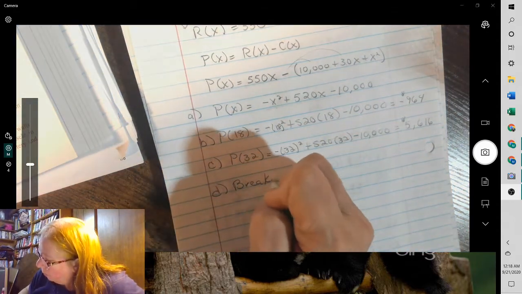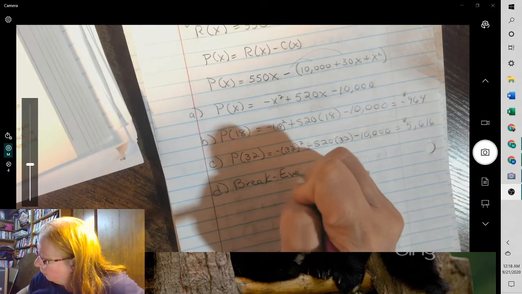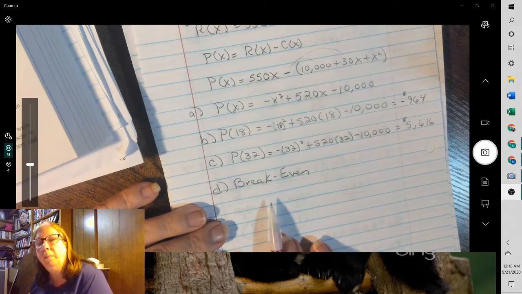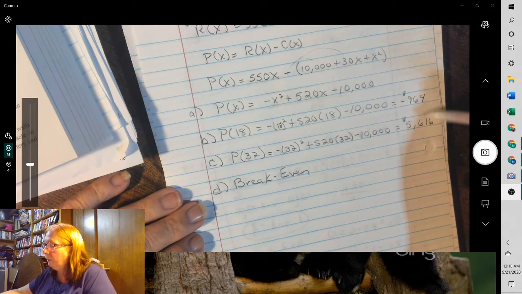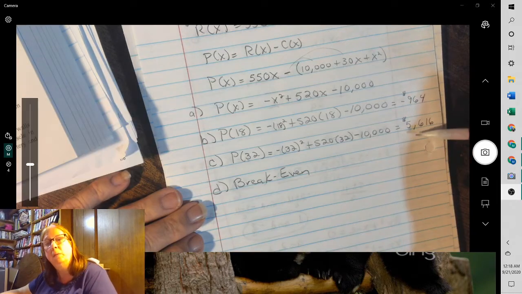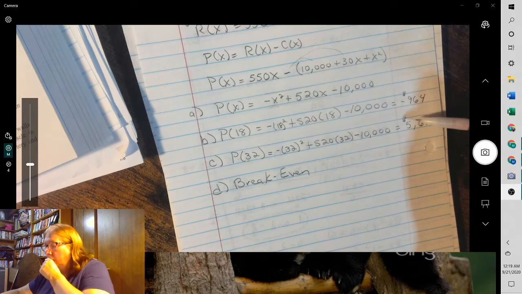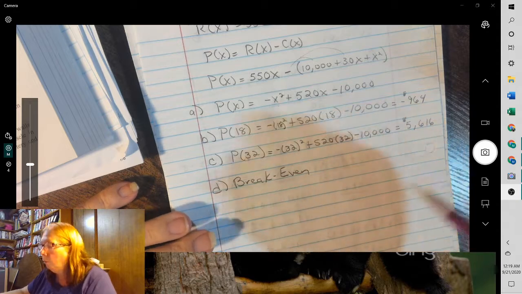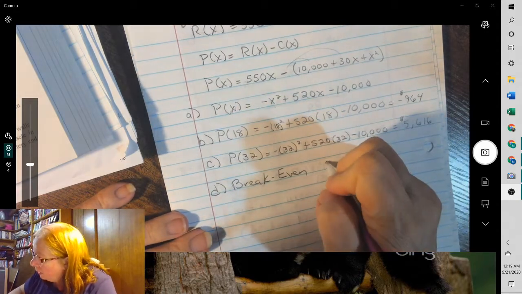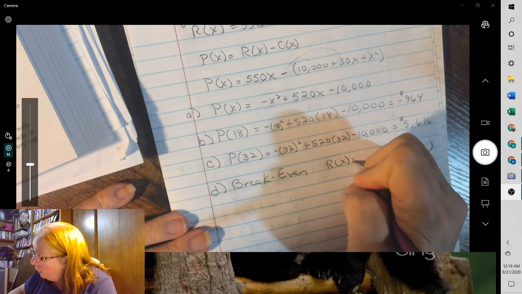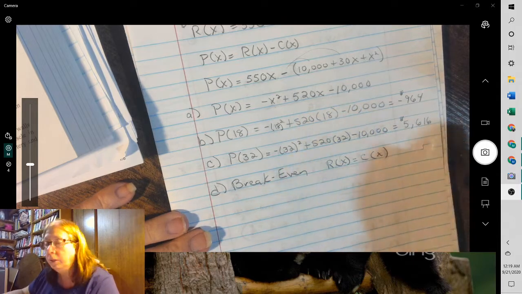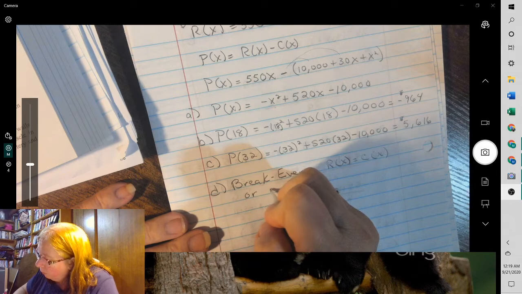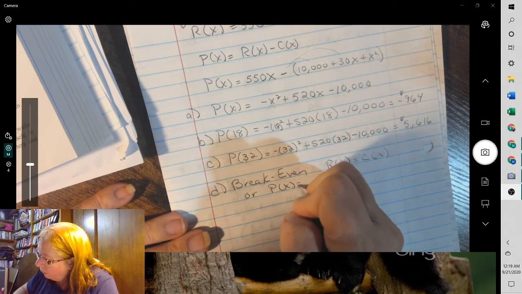D is the break-even point. Break-even is important because that's where you start making money. And we know it's somewhere between here and here because we were losing here, we're making it here. Excuse me. So it's somewhere between 18 and 32. Well, your break-even is either when your revenue equals your cost, so you could set those equal to each other, or you can set your profit equal to 0.